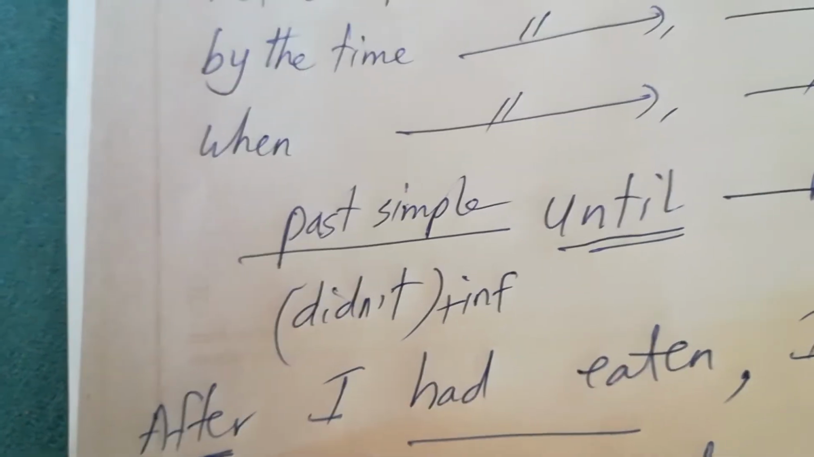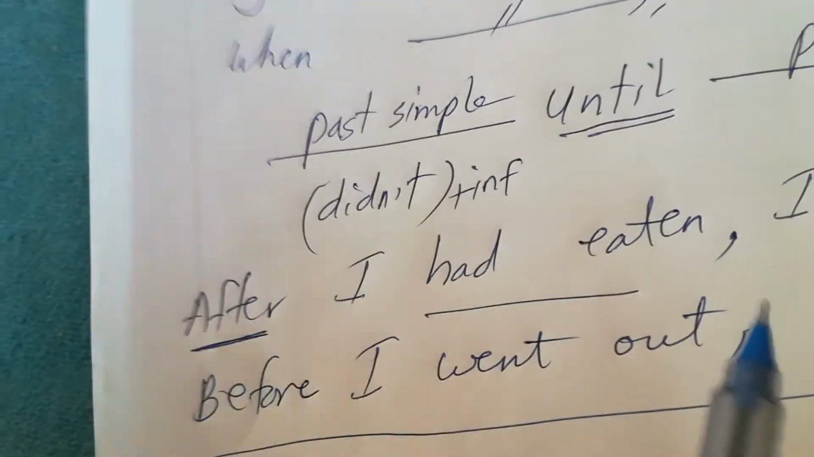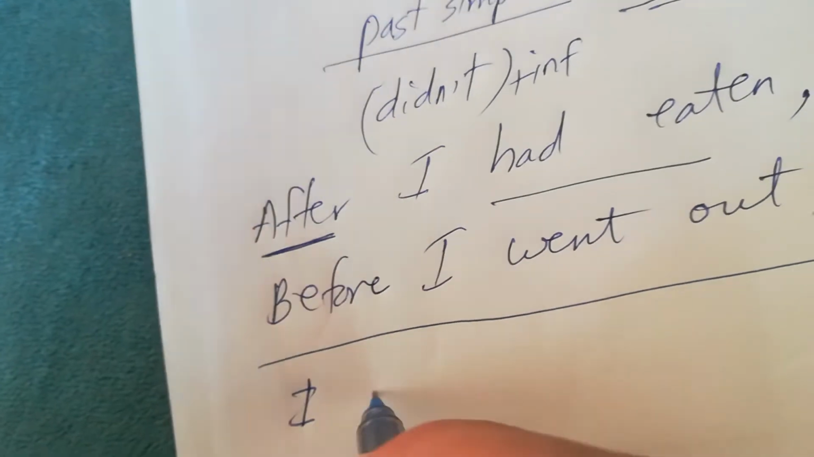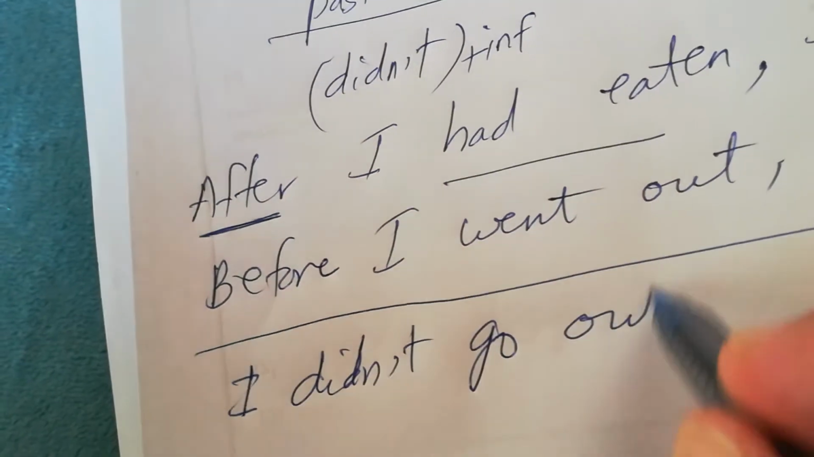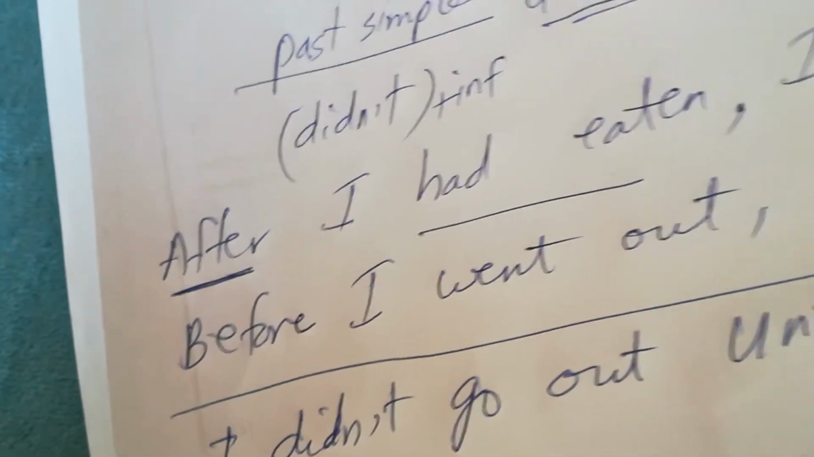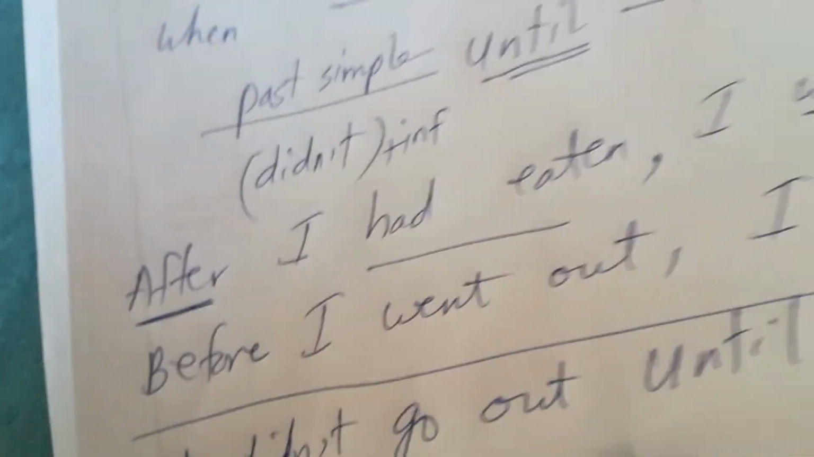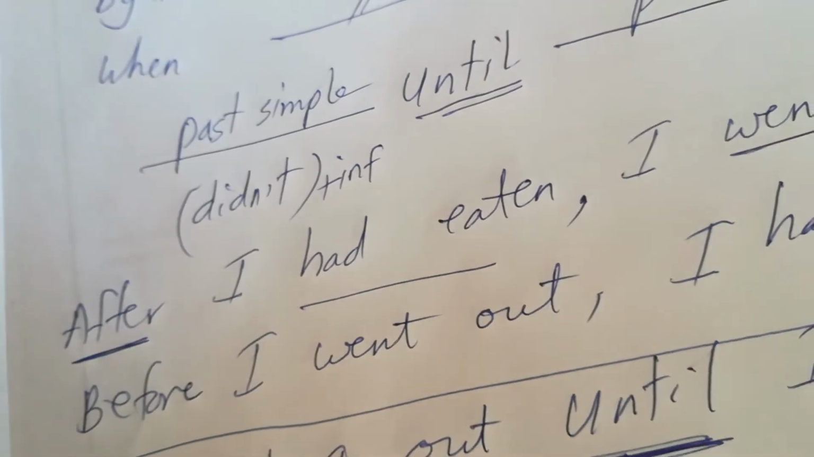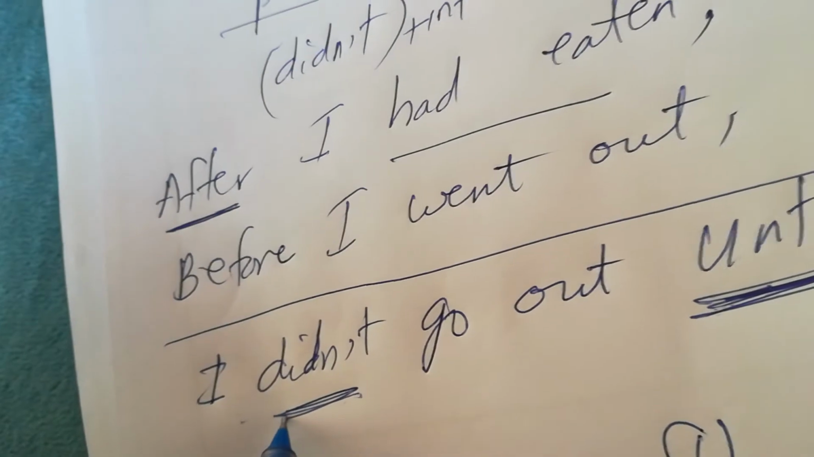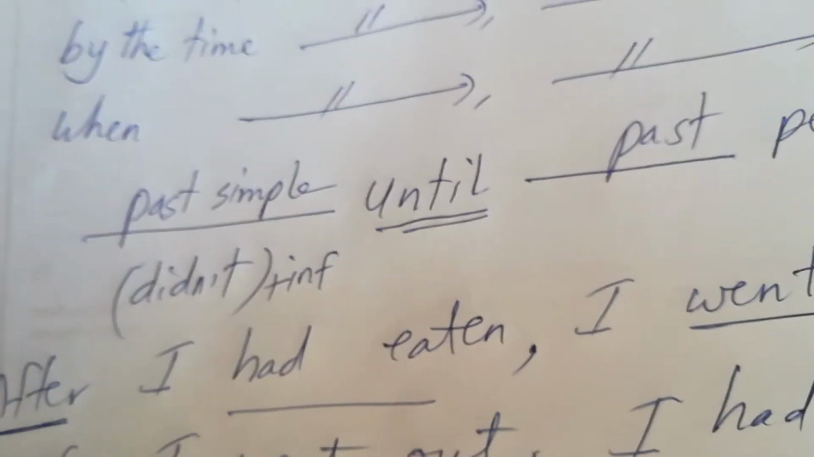Until here. For example, here the sentence of before. I say I didn't go out until I had eaten. Here I used until in the middle only. I used the past simple negative, didn't go out, until I had eaten. This is the rule of until.